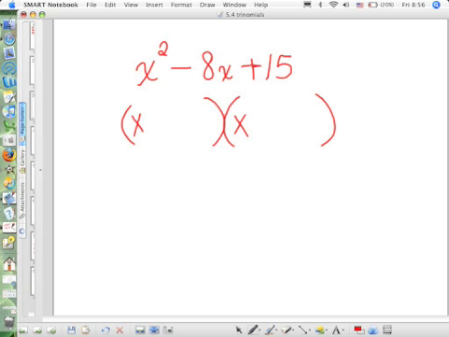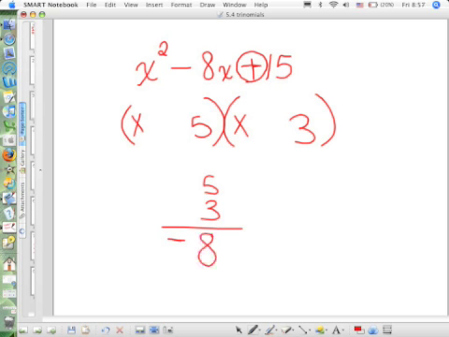What's the key sign? This last sign is the key sign. I need factors of 15 that add up to 8. Don't worry about negative, positive yet. Just 5 and 3. Okay? 5 times 3 is 15. 5 plus 3 is 8. Now, I want 5 and 3 to add up to a negative 8. How's that going to happen? If they are both negative. That is the only way that it will happen. It's the same thing if you have 3 on the side. It is the same thing.